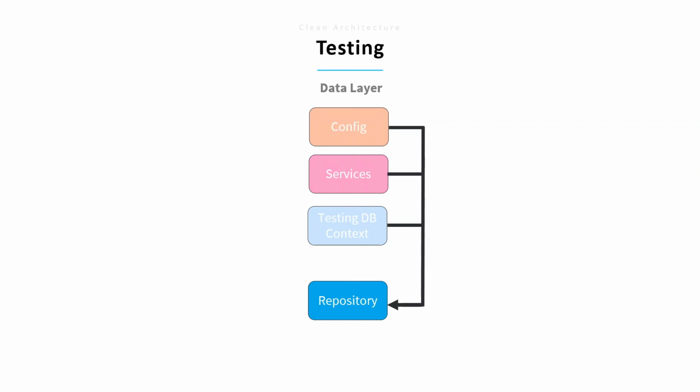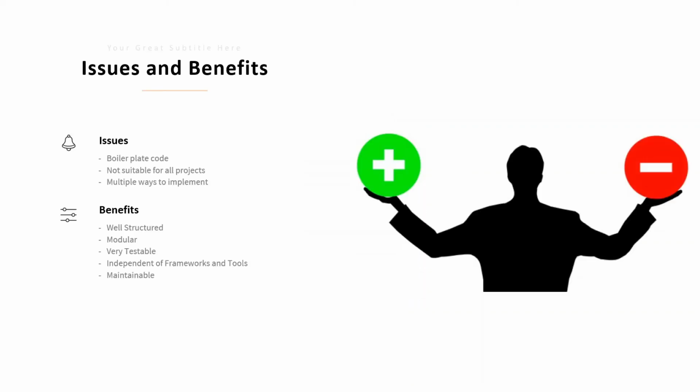Finally, some of the issues and benefits. Well, issues is there's boilerplate code. Everything seems to have some level of boilerplate. I wouldn't say it's suitable for all projects. If it's a long-lived project and you really want to try to build an architecture that's easy to understand, easy to work with, definitely something to consider.